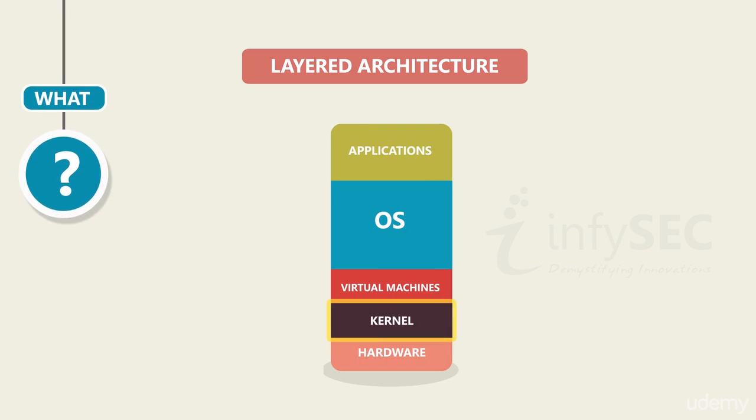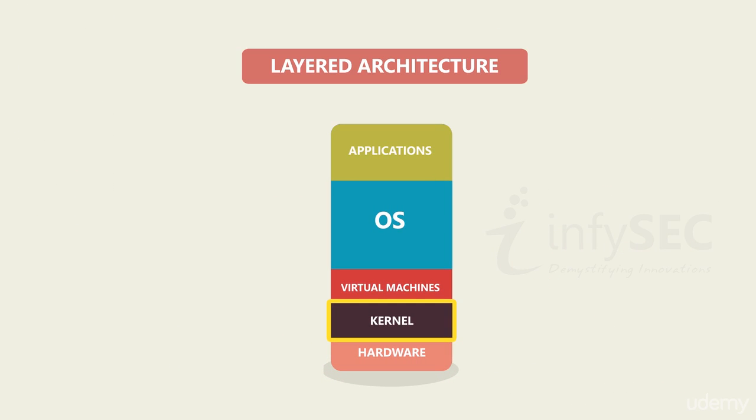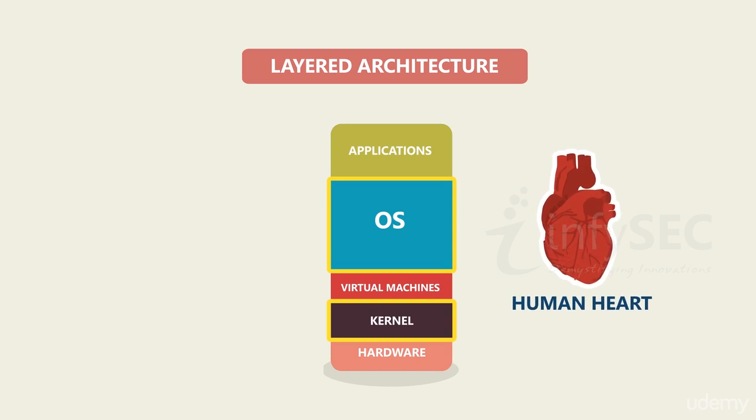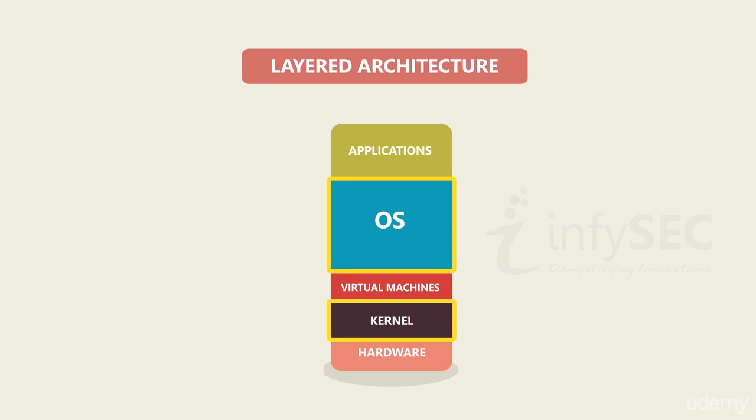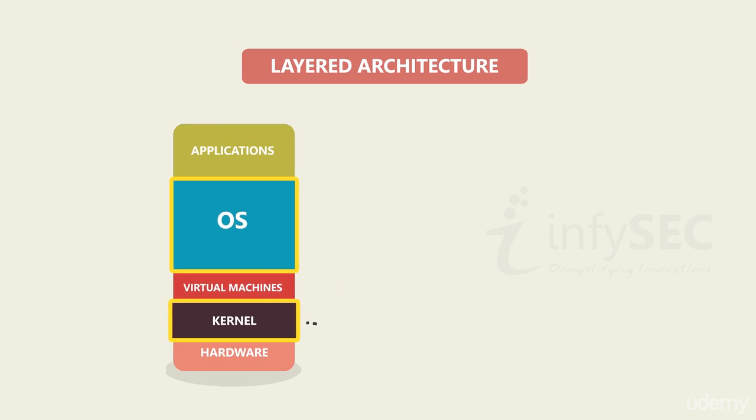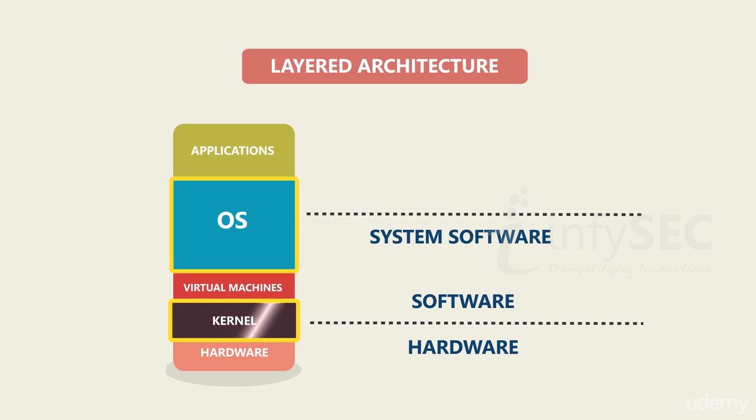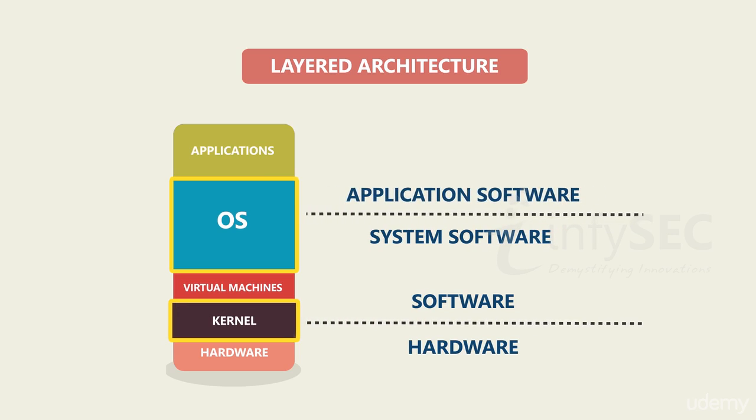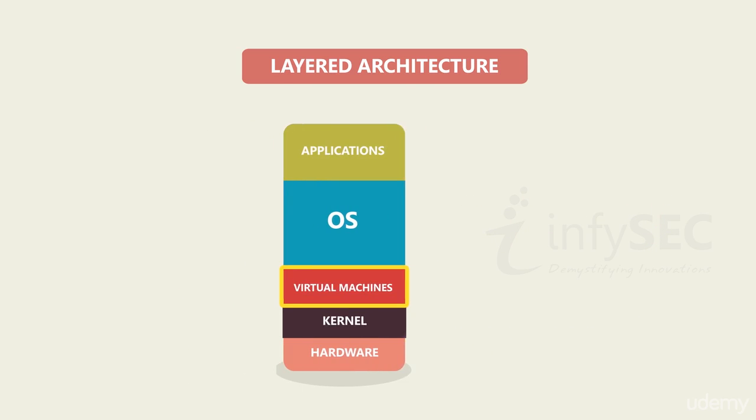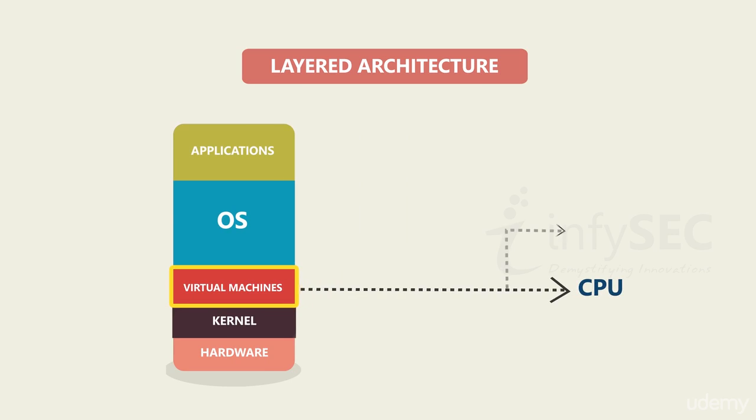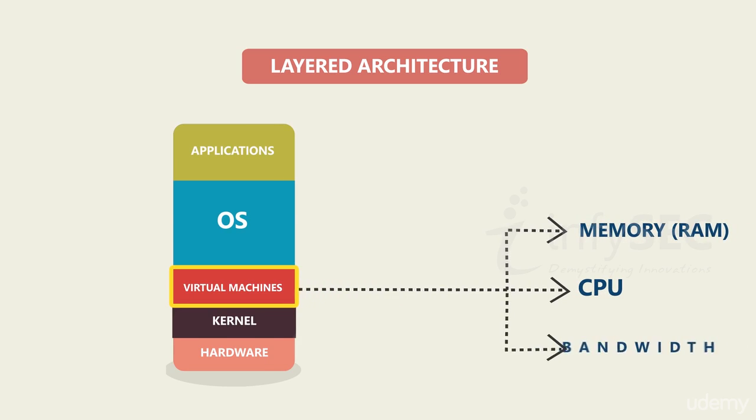So, what is a kernel? Kernel forms the heart of an OS, just like the heart in a human body. The main aim of the kernel is to manage the system resources, bridging the gap between the software and hardware. It also creates the bridge between the system software, that is the kernel, and the applications that are designed to carry out specific tasks.